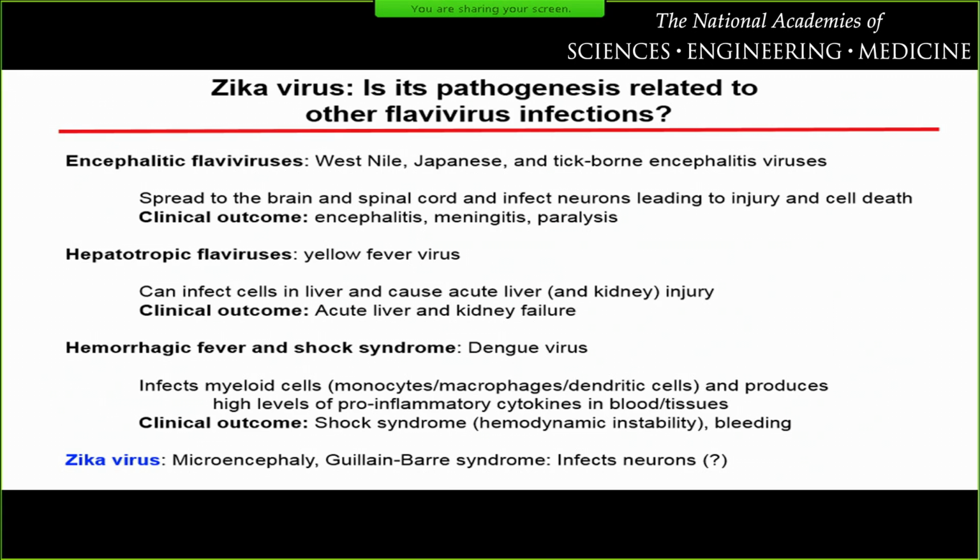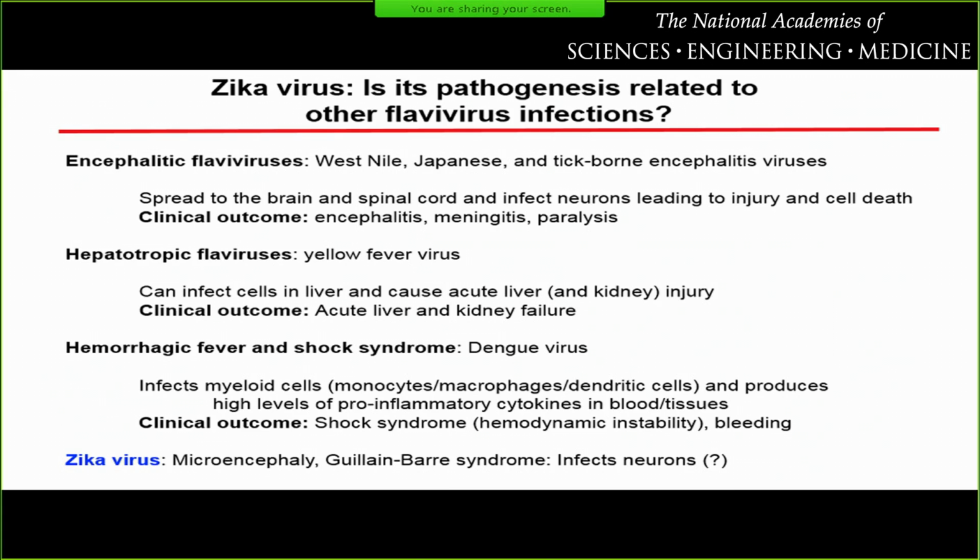They spread to the draining lymph nodes, and then there's a viremia period, and then ultimately they spread to the brain and spinal cord, and they infect neurons. And it's this direct infection of neurons which can lead to injury directly, but also by bystander injury, and this leads to cell death in the peripheral as well as central nervous system neurons. And this has a clinical outcome of encephalitis, meningitis, but also, as we saw in the United States during the early outbreak of West Nile virus around 2000, of acute flaccid paralysis. So these are really what we call encephalitic flaviviruses that target neurons.